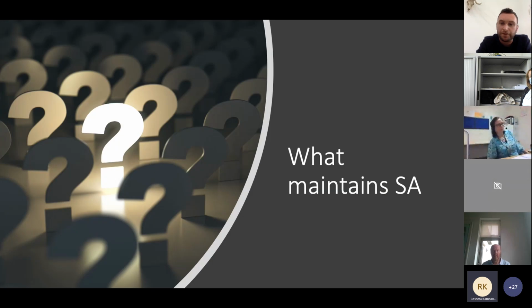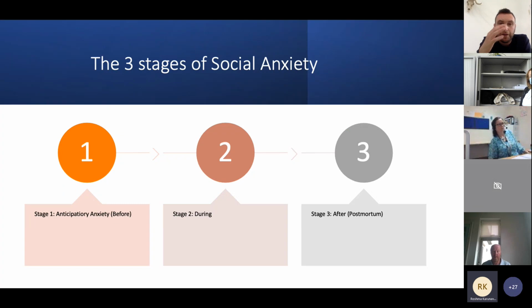So what maintains social anxiety? If you look at social anxiety, I like to describe it in three different stages. We have the before, which is anticipatory anxiety. This could be, for example, what goes on in the person's head before they leave their house. We have the during stage, where the person is now in the social environment. And then we have the after stage, the postmortem stage.